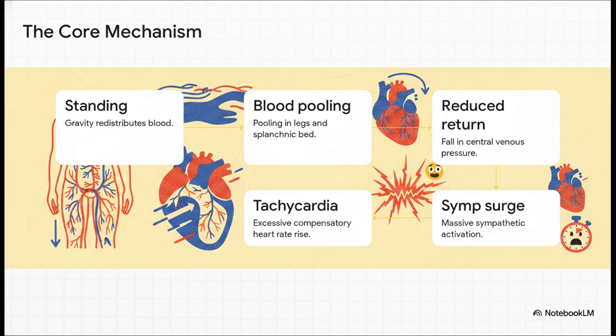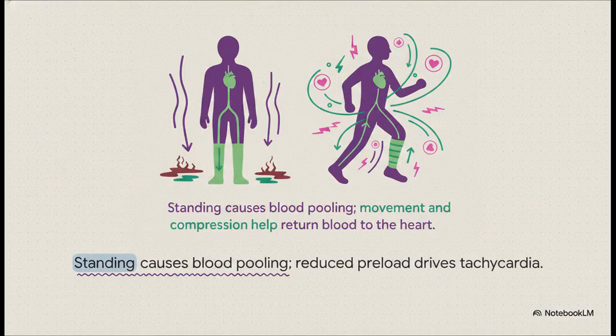The moment a patient stands, gravity pulls roughly 500 to 800 milliliters of blood straight down into the splanchnic and lower limb venous beds. In a POTS patient, this causes a drastic, sudden drop in central venous pressure and cardiac preload. So what does the body do? It panics. It fires off a massive compensatory sympathetic surge just trying to fix that low stroke volume. And the direct result of that panic? Excessive tachycardia.